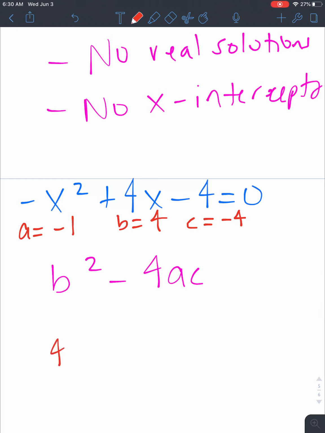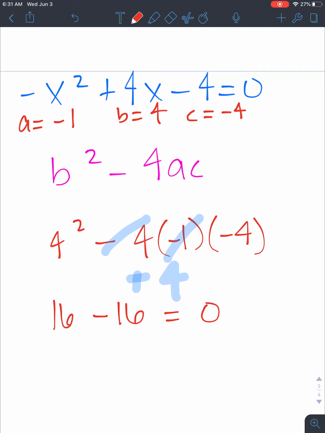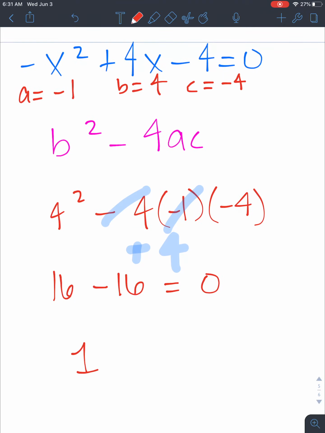So for b squared, I have 4 squared minus 4 times a, which is -1, times c, which is -4. We're going to see if this is bigger than 0, smaller than 0, or equal to 0. I know that 4 squared is 16. Now, I have -4 times -1, which gives me +4. Then I have +4 times -4, which gets me -16. So I have 16 minus 16, and that equals 0. So we know that there's only one solution.